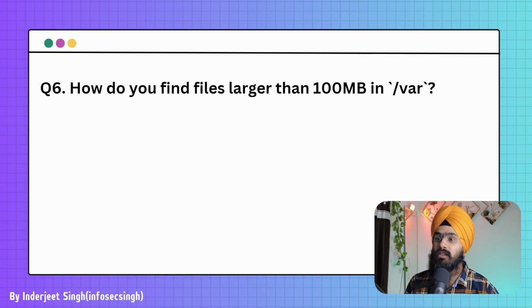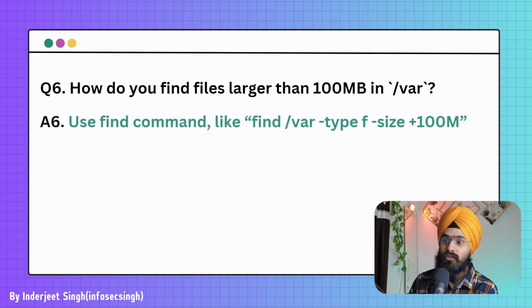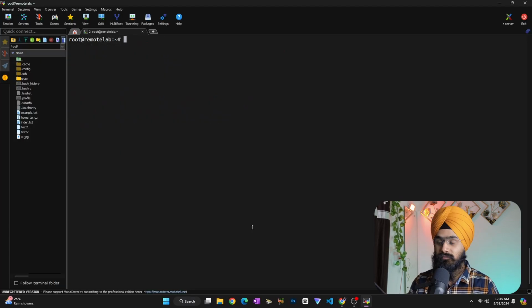Okay, the next question is, how do you find a file which is larger than 100 MB in the folder? The answer to this question is, you can use the find command and define the directory which you want. Then you can use -type. If I want to search a directory, I can say d, but if I want to search a file, I can say f, and the -size parameter, and just define how much size you want to check. Okay, so let's try that.